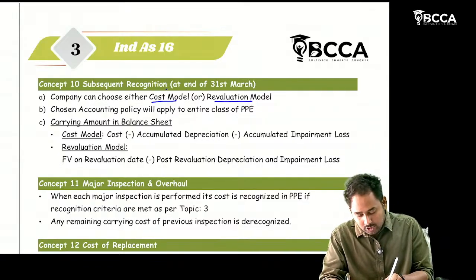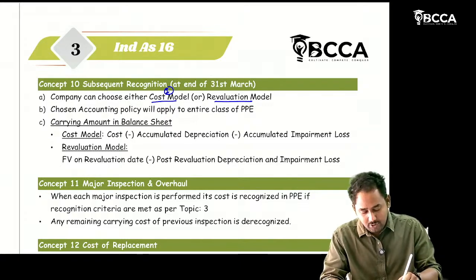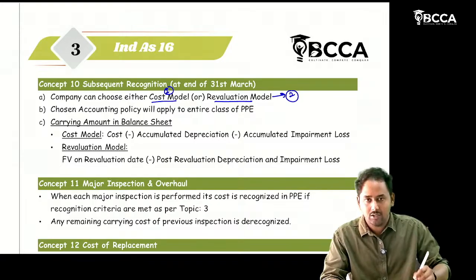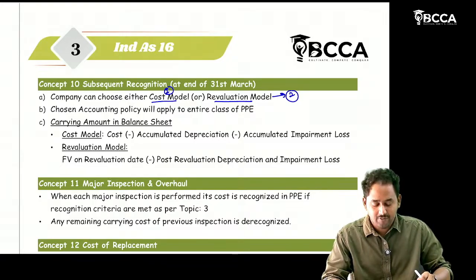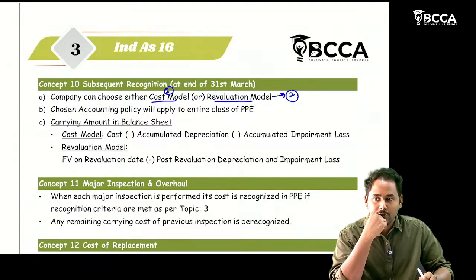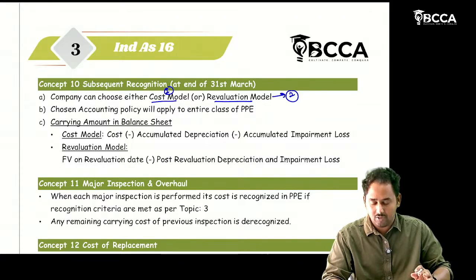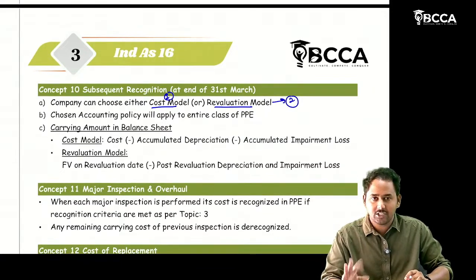If you follow cost model, you no need to provide the revaluation gain or revaluation loss. But if you want to follow revaluation model, we need to find out the fair value of the asset and compare with the carrying value. It should increase the carrying value to the fair value by giving the effect of revaluation gain or revaluation loss. So there are two approaches for the subsequent recognition of PPE.